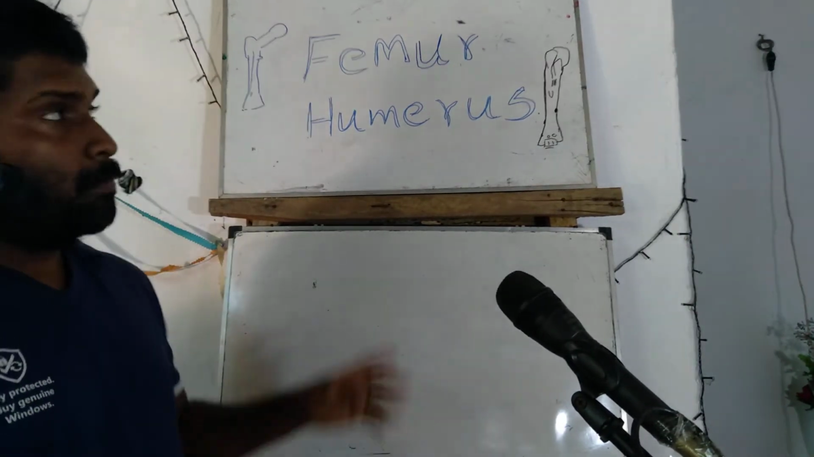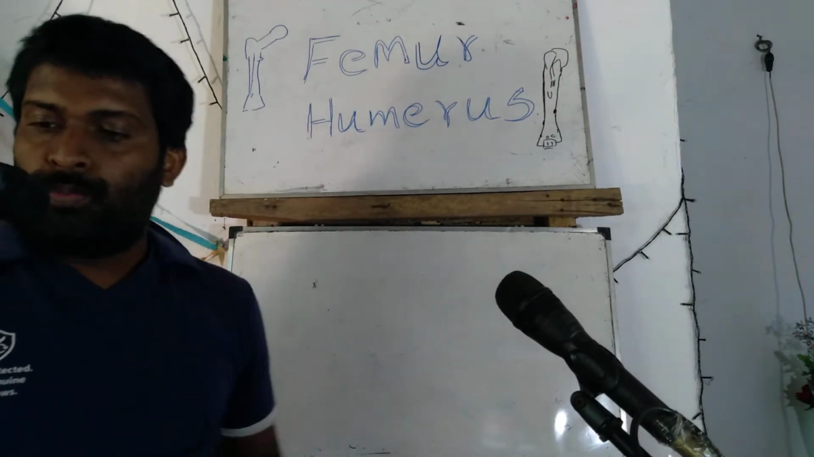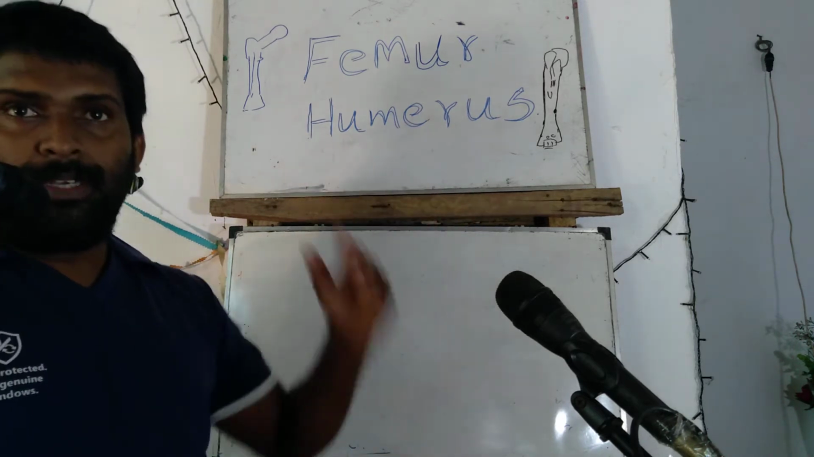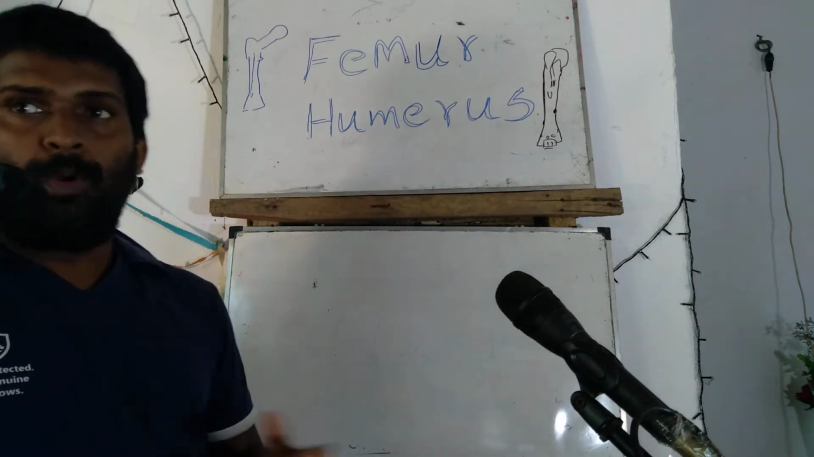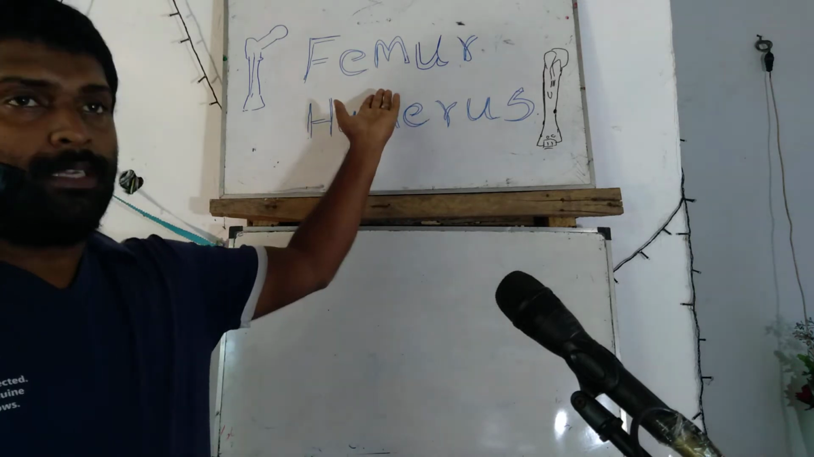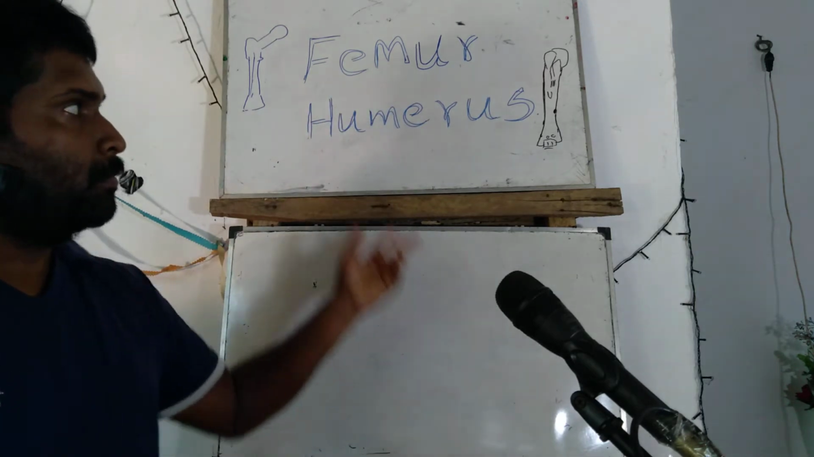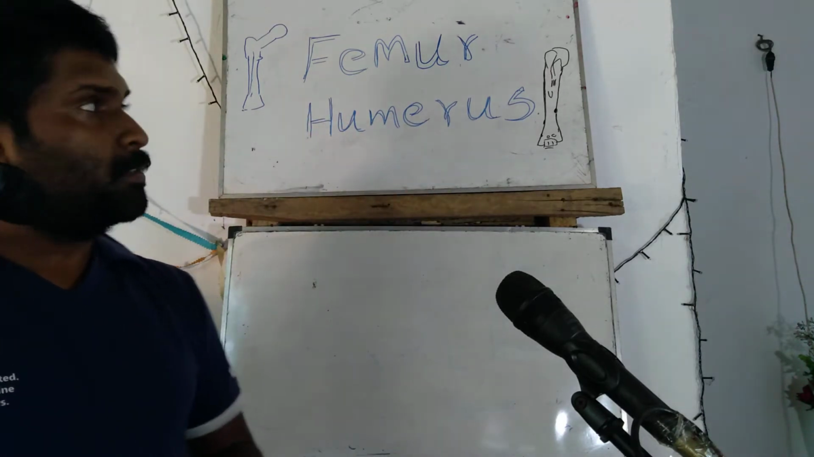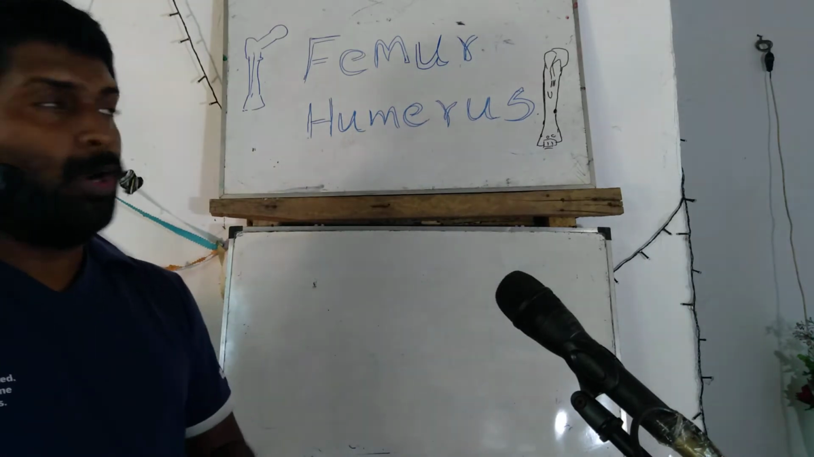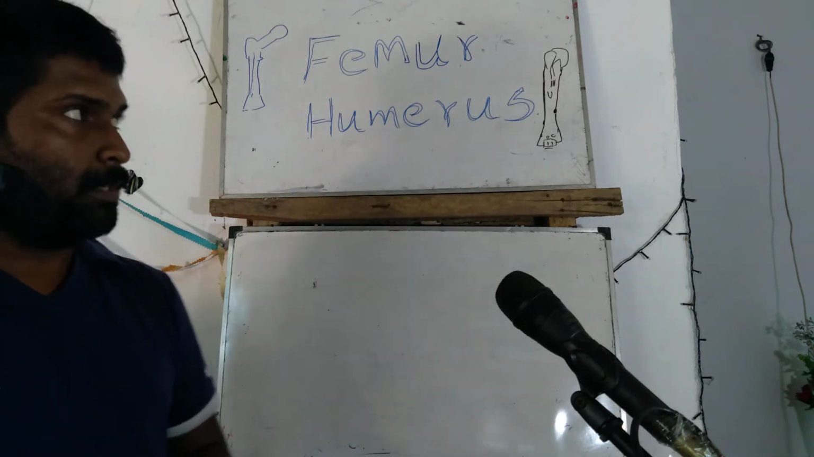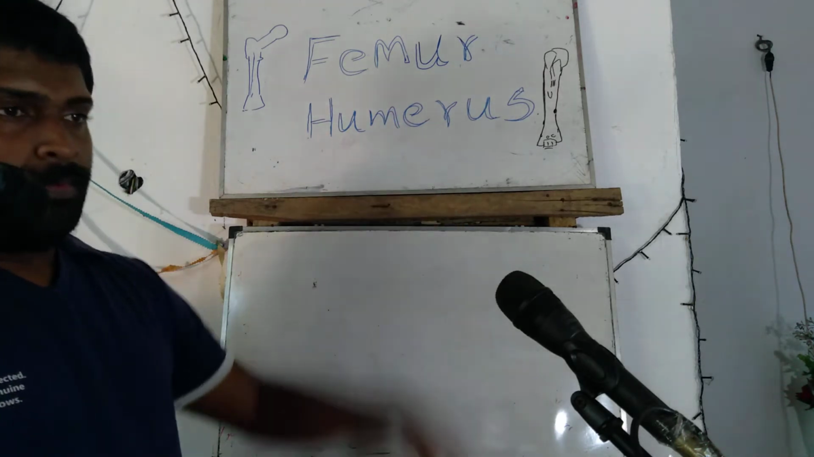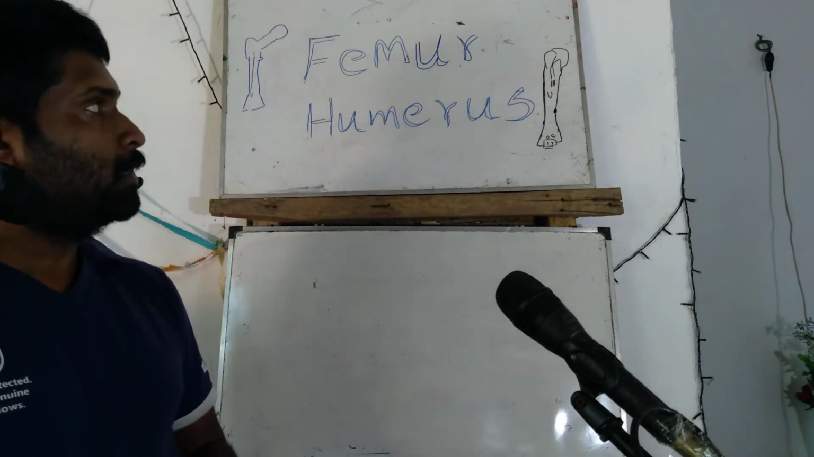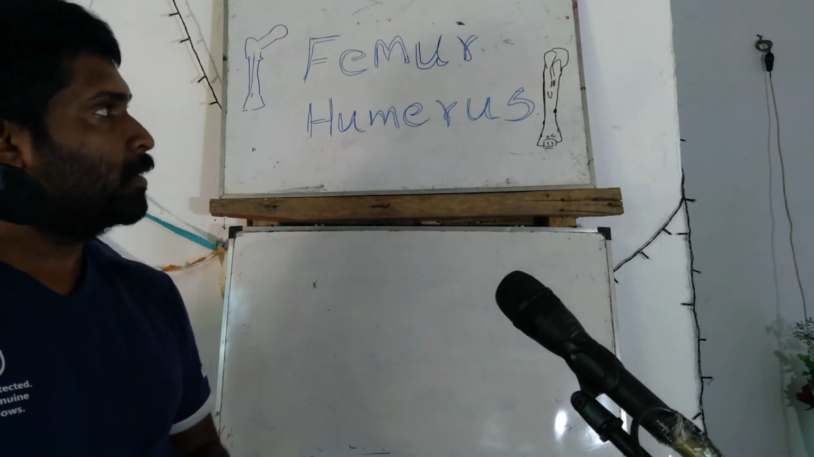We are going to discuss the femur and humerus. The femur is a long bone, the major bone of the lower limb. The humerus is also a long bone, the major bone of the upper limb. We are going to discuss these two briefly.